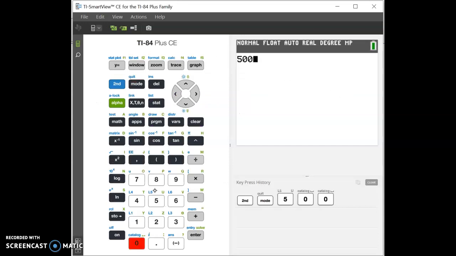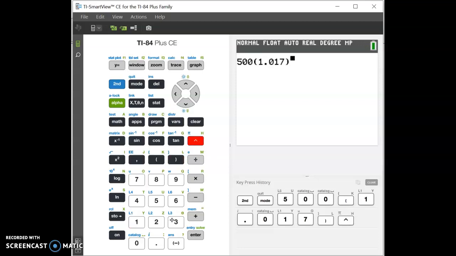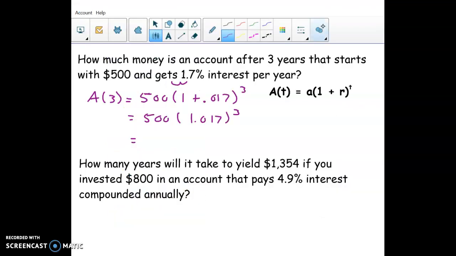So 500 in parentheses 1.017, little hat thing, and 3rd power, and so we get about 525 and 94 cents. Okay, and I would always make sure my answers make sense.